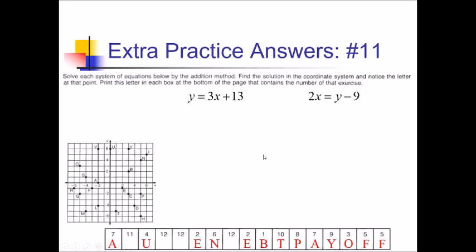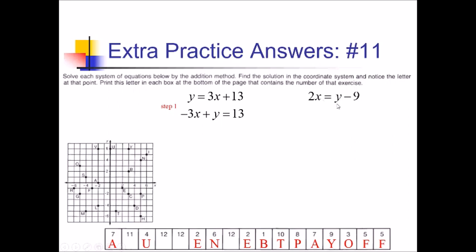For this system of equations, nothing is in standard form, so I'm going to have to rearrange both of these and then see what I need to do to get things to cancel out. So this first equation, I can just subtract 3x from both sides. So that'll be negative 3x plus the y that's still there, equaling 13. And for this other equation, I can subtract y from both sides.